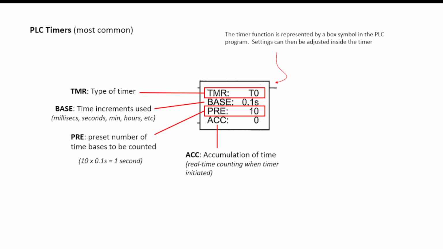And then ACC, which on this particular brand, I think it's Allen Bradley, would be the accumulation of time. Now each brand will have slightly different visuals that show this, and they may not say ACC, but they will have a real-time count.